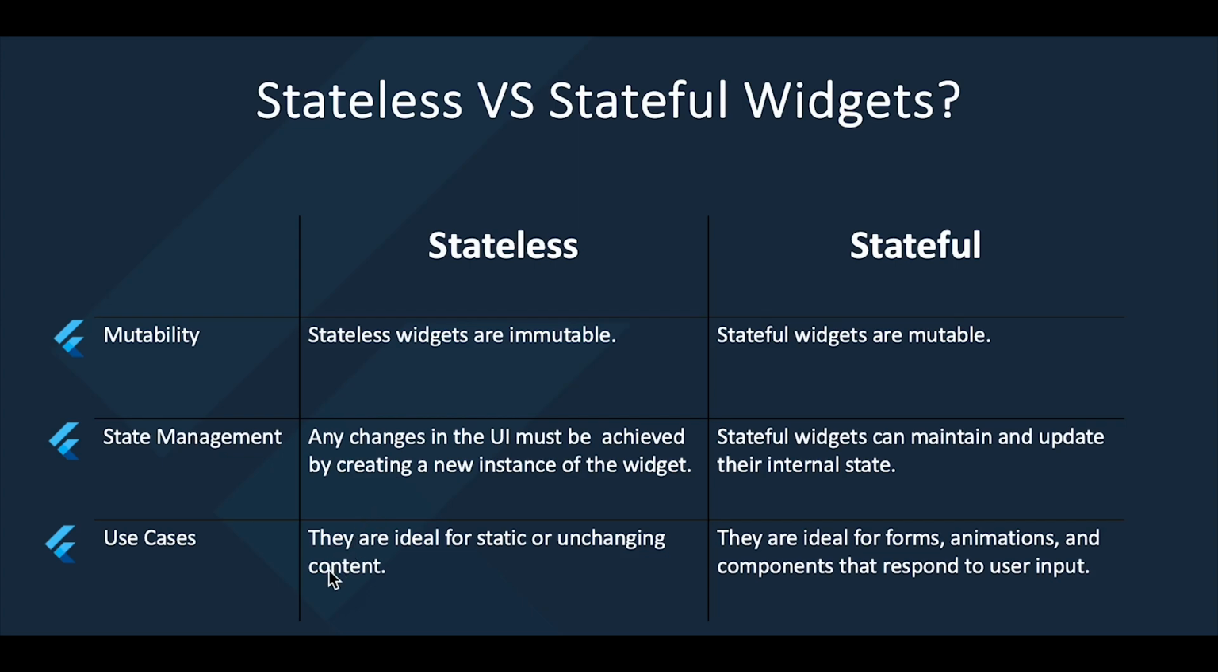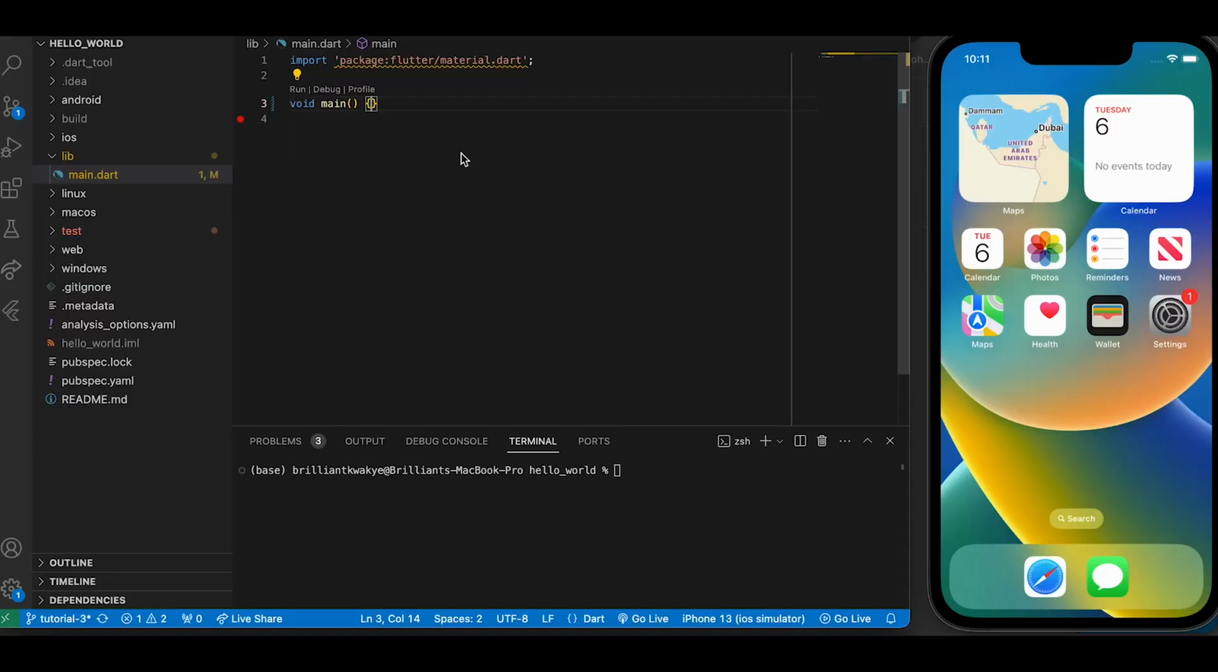Since stateless widgets are immutable, they are ideal for static and unchanging content. Stateful widgets, on the other hand, are ideal for forms, animations, and components that respond to user input. Okay guys, we can now head over to Visual Studio Code and write some code to understand these things better.